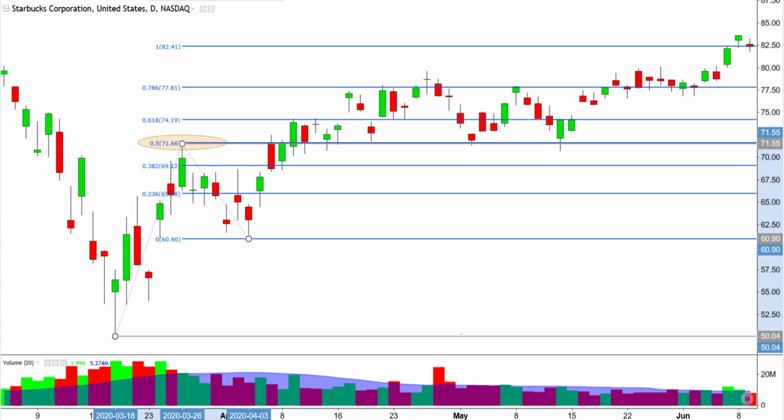In this case, point 2 is at 71.55, which is close, but not an exact match to the 0.5 level from the fib at 71.66. All this is just a reminder that fib extension levels generally have less potential for their levels to be validated compared to fib retracements.